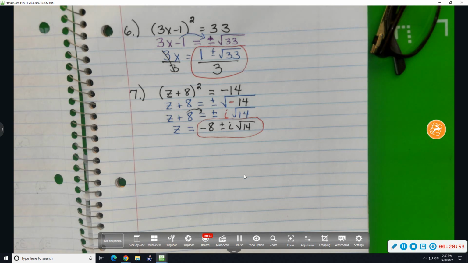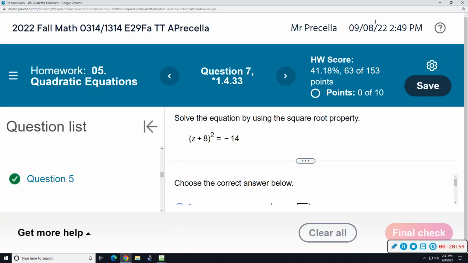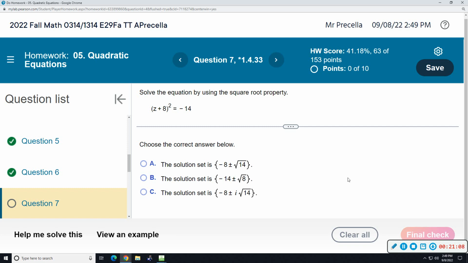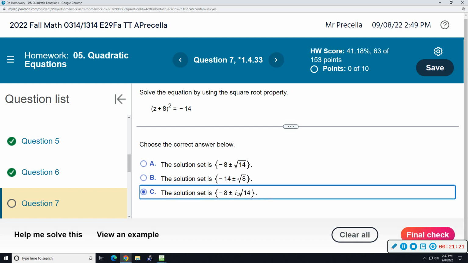Oh, and I think this is another multiple choice. Let's see. I don't know why Pearson never really updated these. A, B, C. I think if there's only 3 options, you only have one shot at choosing the correct answer. A, B, or C. I'm thinking it's C, isn't it? Negative 8 plus minus I square root of 14.